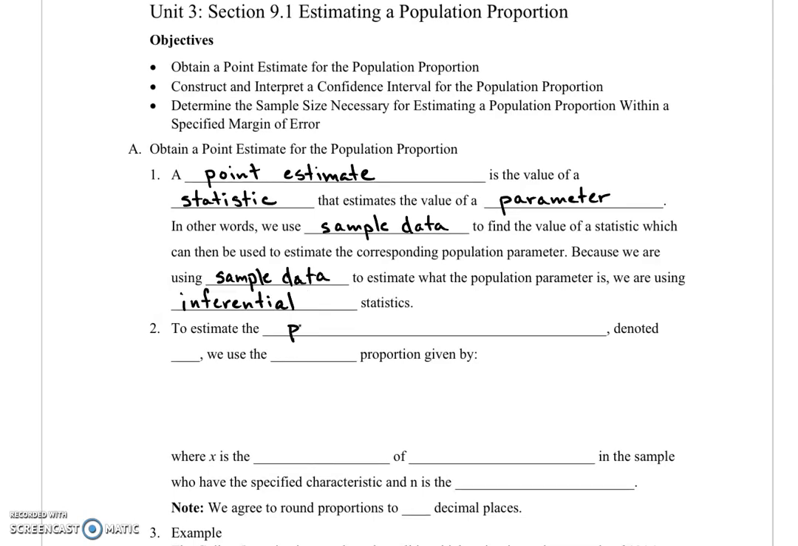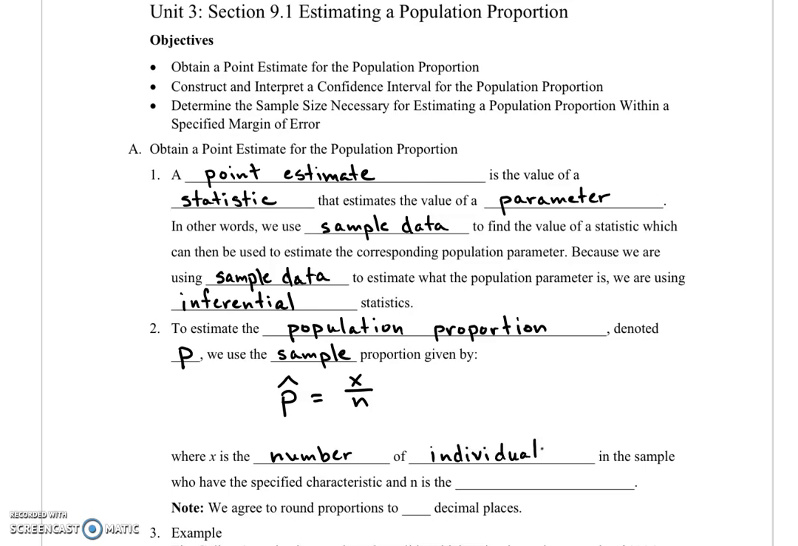So to estimate the population proportion, which is denoted by the letter P, we use the sample proportion. And the sample proportion is given by this formula. P hat, which is the sample proportion, equals X divided by N. Now, X is the number of individuals in the sample who have the specified characteristic, and N, of course, is the sample size, just like always.